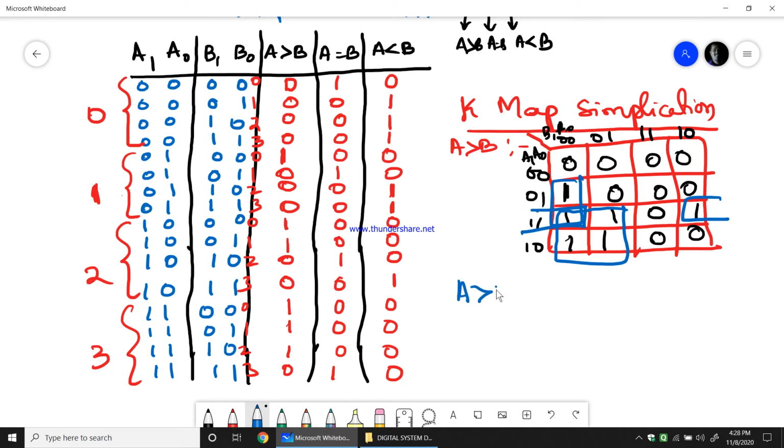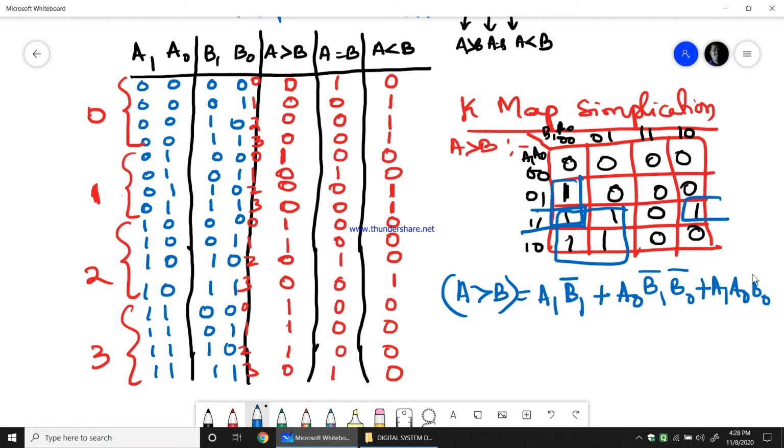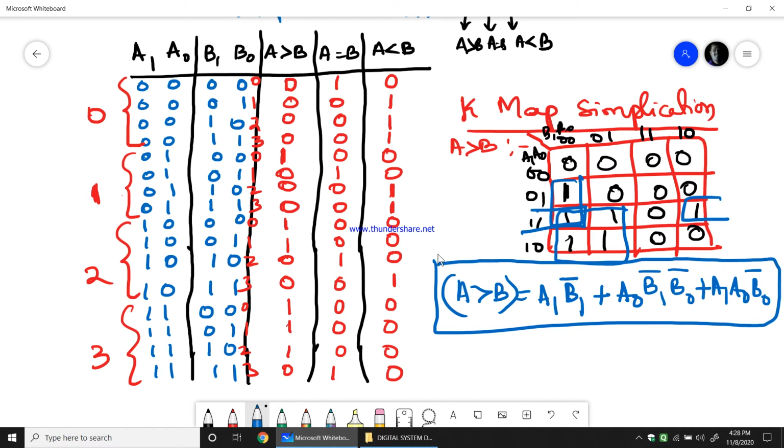Therefore A greater than B would be equal to, for the 4-bit group, A0 will cancel and I will get A1, and here B0 is cancelled, I get B1 bar, plus these 2 bits will cancel A1, I get A0, whereas B1 bar B0 bar, plus these 2 ones will give me A1 A0, whereas these 2 ones will cancel B1, I get B0 bar. So this is the expression for A greater than B for a 2-bit comparator.